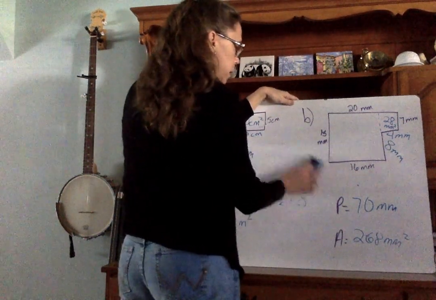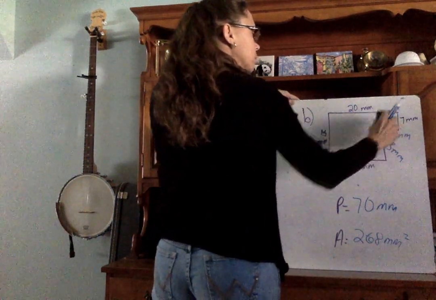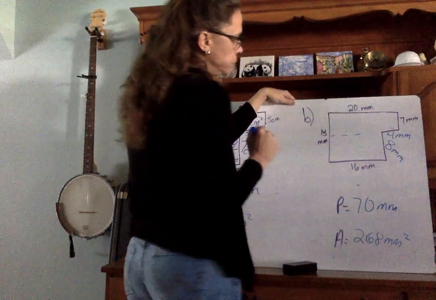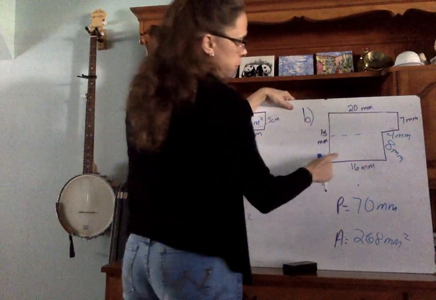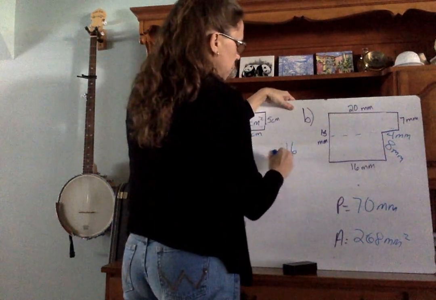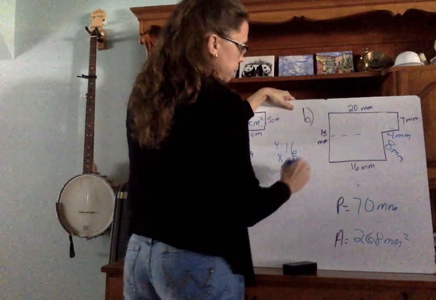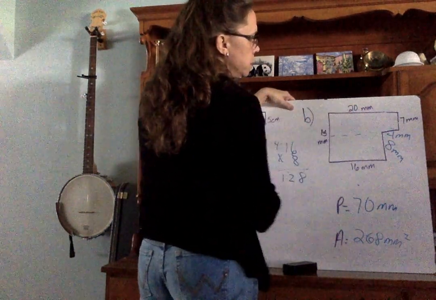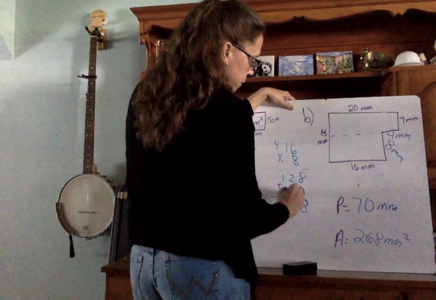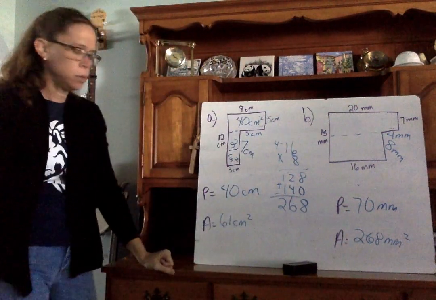Let's check ourselves by dividing it the other way. Okay, let's divide it here. So for this bottom section, I'm going to use 16 times 8. That's 128. And then up here, 7 times 20, which is 140. Let's add those together. Yay, 268 millimeters squared.